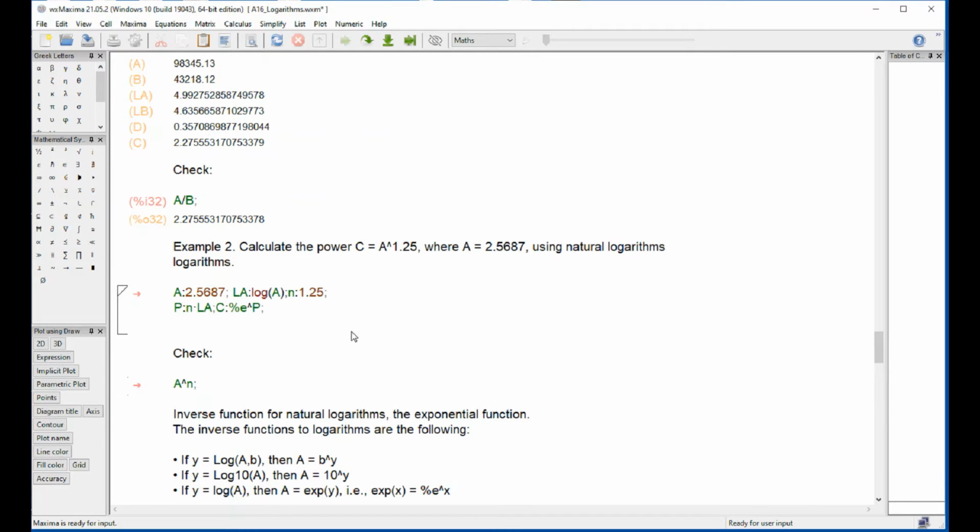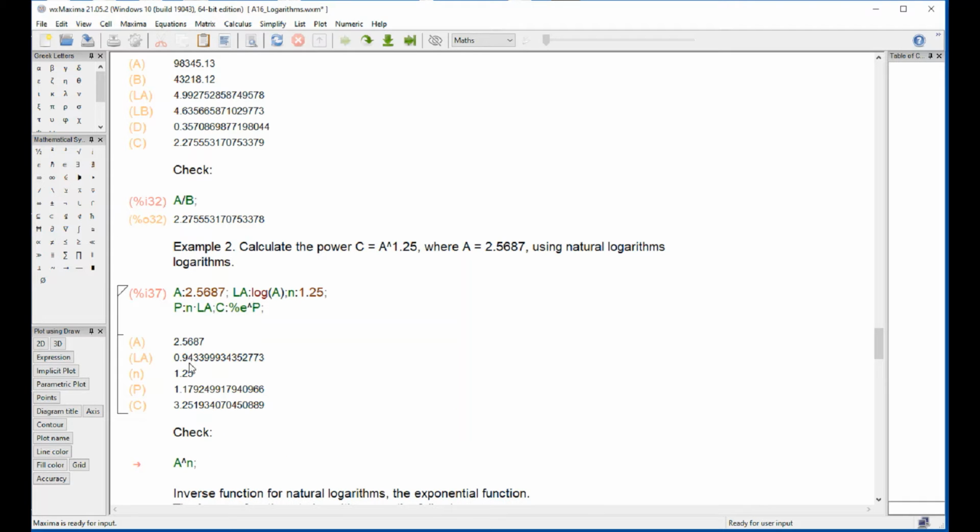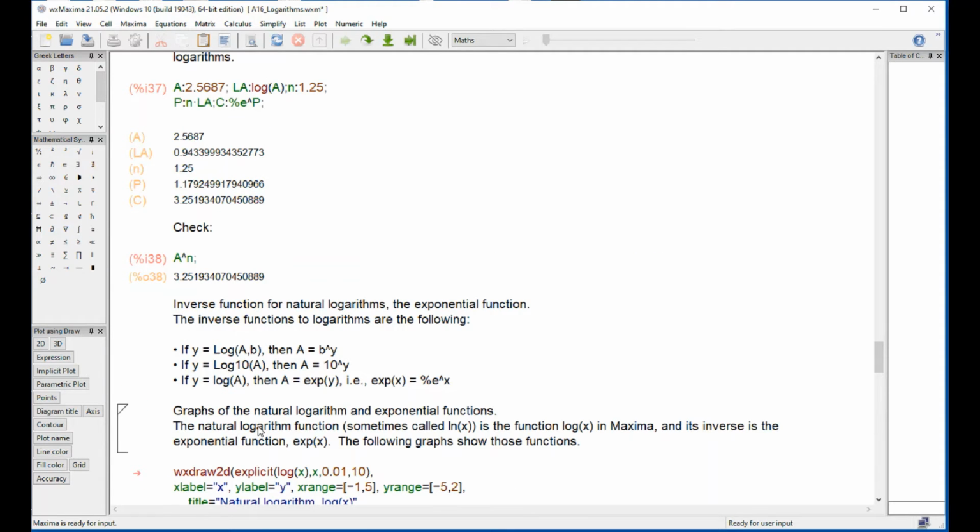And a power, a to the 1.25. The log of a is 0.94, raised to the 1.5 gives you this logarithm, and then this is a natural logarithm, so give me the result, and if you check the power here, you will get the same result.